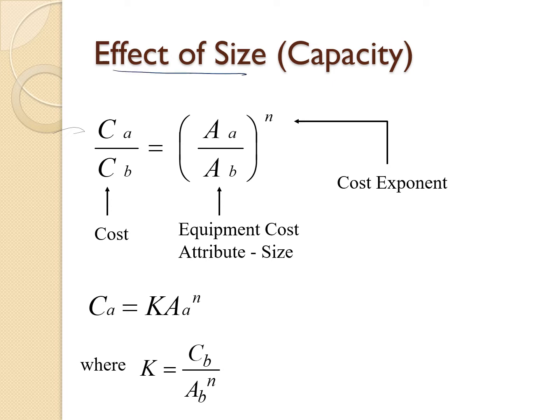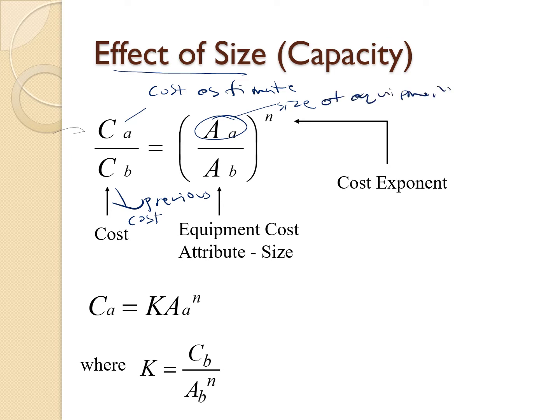Okay, basically we have CA, which is the cost estimation, the cost that we need to estimate. CB is the previous cost for that equipment. AA is the size of equipment that we want to calculate to estimate the cost. So AB is the size of the previous equipment. Okay, in the next slide I will show the example on how to calculate this cost estimation.